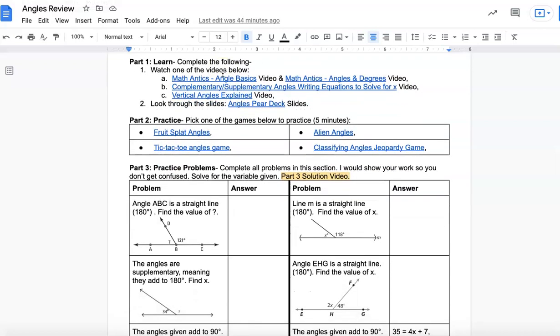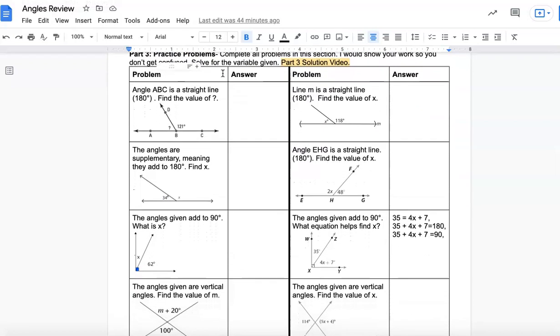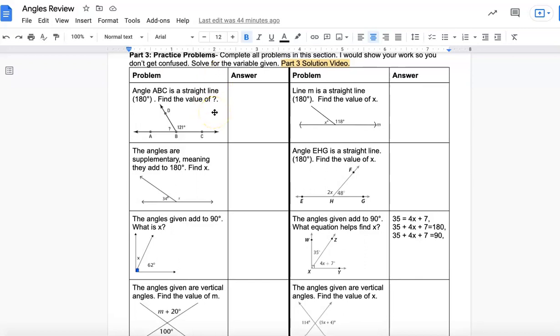Okay, so I'm going to go over part 3 here for the practice problems on the angle review. So the first problem says the angle ABC is a straight line equal to 180 degrees. So I know that the sum of the angles here in this straight line are equal to 180. So 180 equals the question mark angle plus 121.